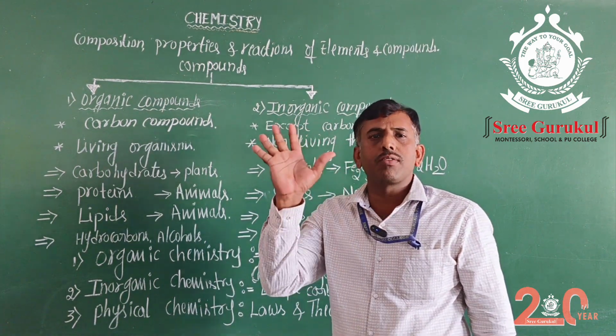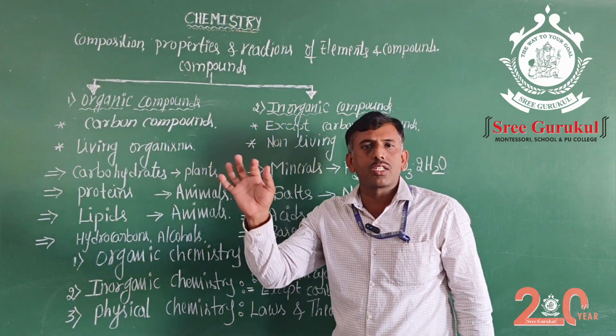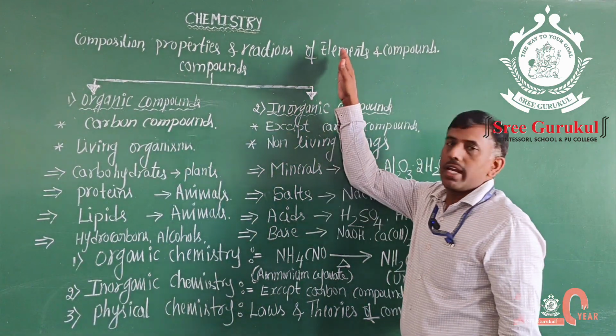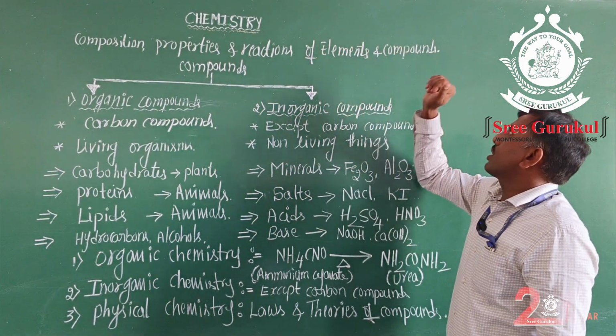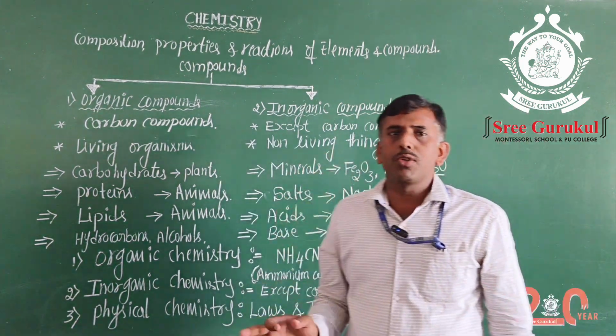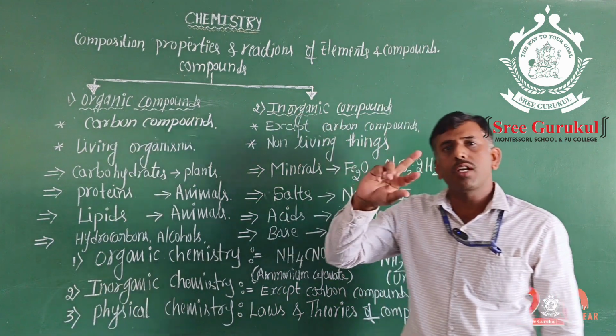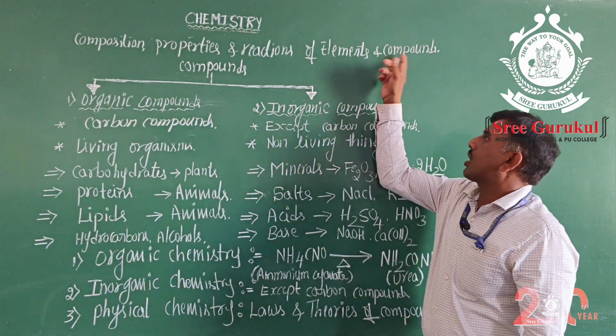Give some examples of elements: hydrogen, oxygen, carbon. These are the best examples of elements. Next, now we shall move on to compounds. What are compounds? Compounds are the combination of two or more elements. Two or more same kinds or different kinds of elements together are called compounds.